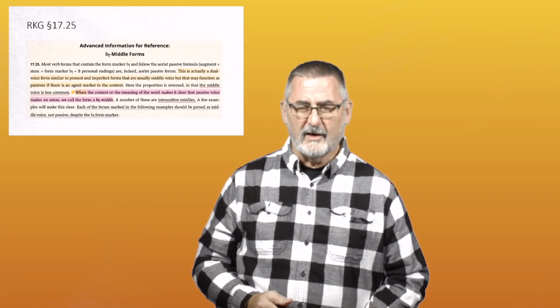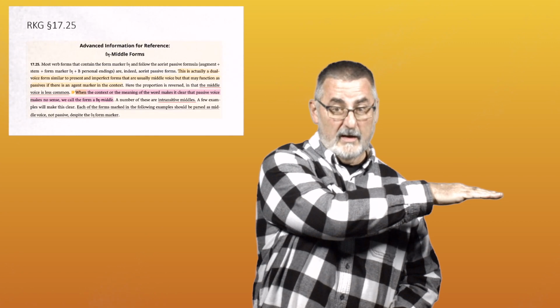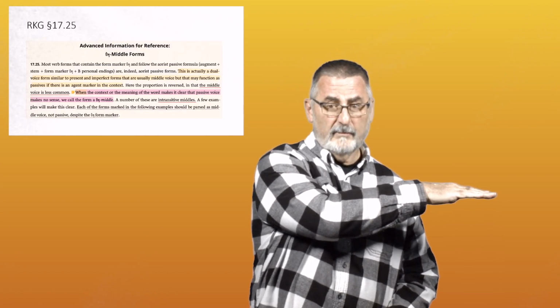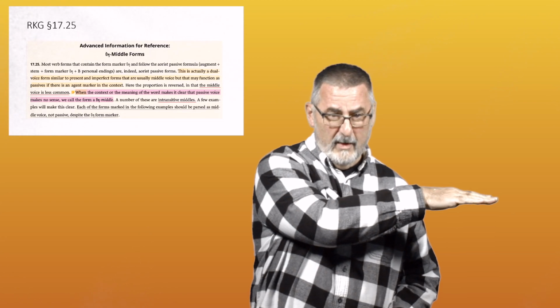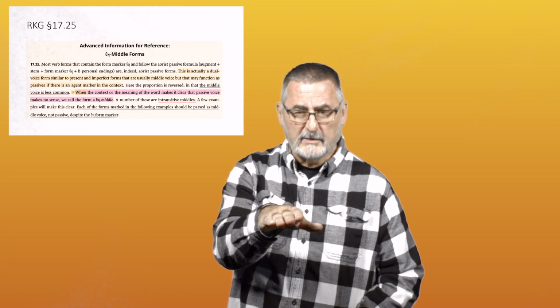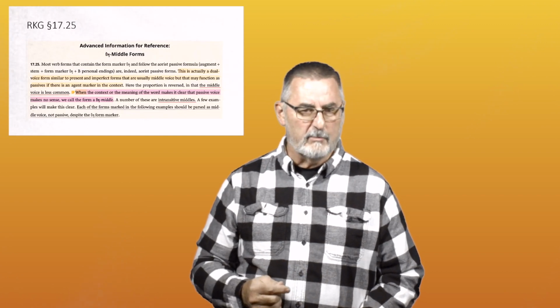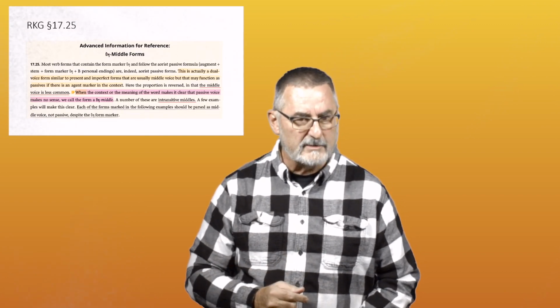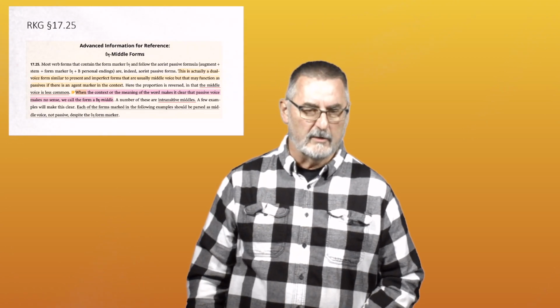Probably the best thing to understand is that you should not view these points, active, middle, passive, as definite set points along a line, but you should understand this as a continuum. And so sometimes we'll have theta, eta forms that are passive by form, but that behave more like a middle. And so the part that I highlighted of the text there that's in pink, when the context or meaning of the word makes it clear that passive voice makes no sense, we call the form a theta, eta middle.